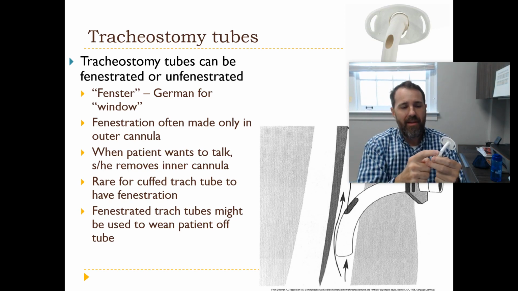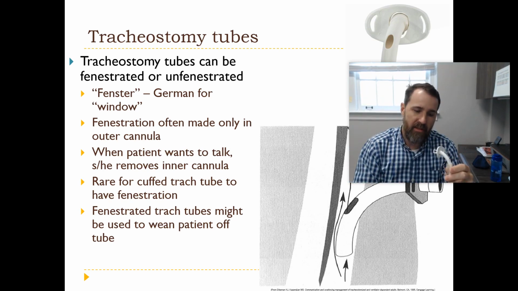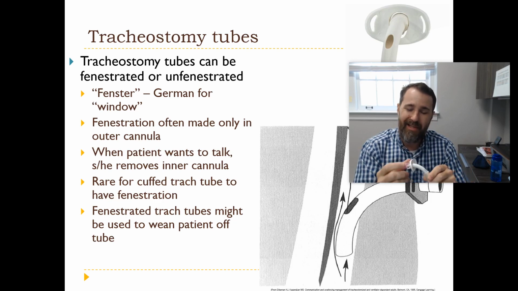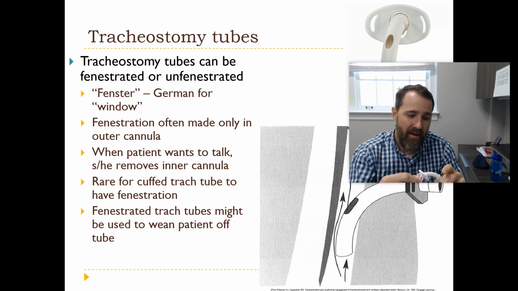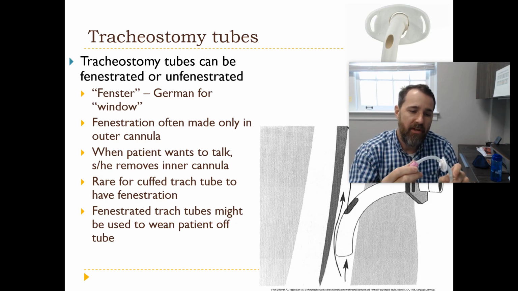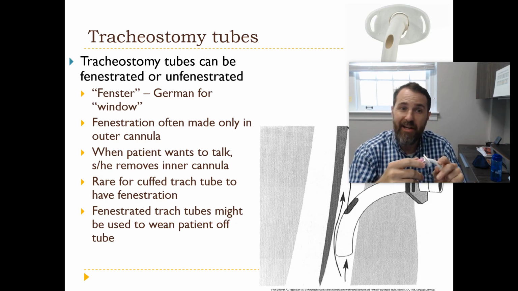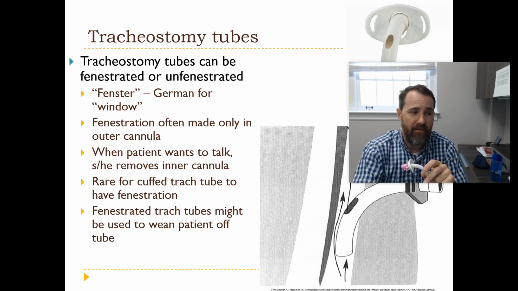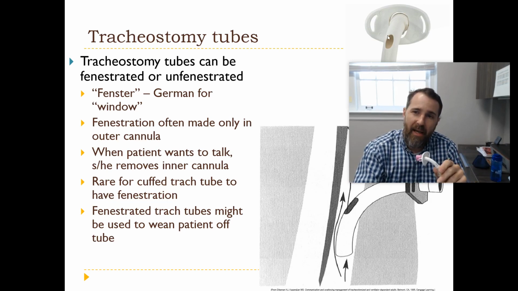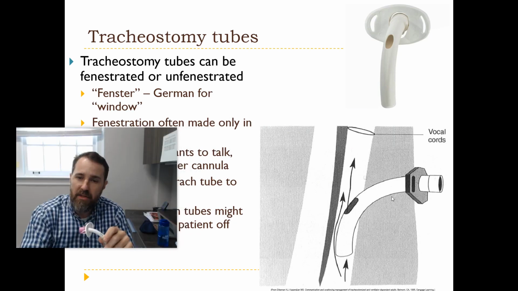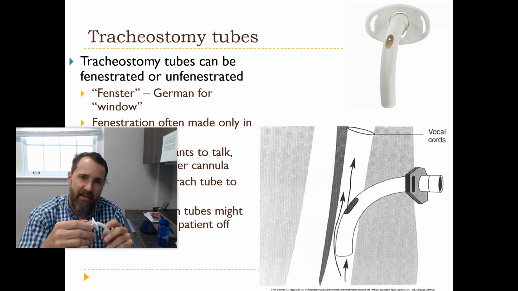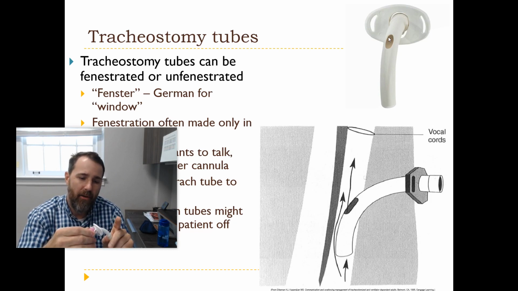So the next feature we're going to talk about on some tracheostomy tubes is the presence of fenestration. And that is a little window there. And so we will refer to tracheostomy tubes as being fenestrated or unfenestrated. And the outer cannula can be fenestrated, the inner cannula can be fenestrated, or the outer cannula alone can be fenestrated. And you can see, looking at these two images, that a fenestration is essentially just a window. It is a hole in the inner or outer cannula, or both, depending on the needs of the patient.